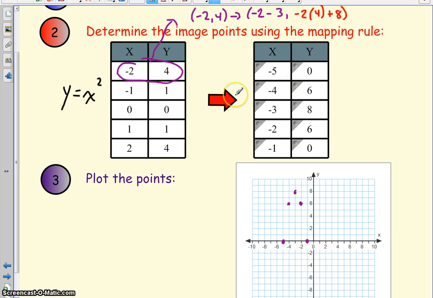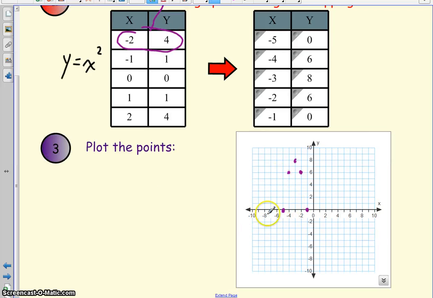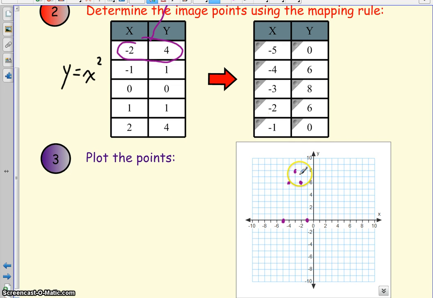If yours don't match up, then check your math again, see if I've made a mistake, and if you can't find it, ask me for help. So I plot these 5 image points now. I want to see if everything seems reasonable. So does the shape seem to resemble a quadratic or a parabola? Yes, it does. My vertex here is at -3, 8.